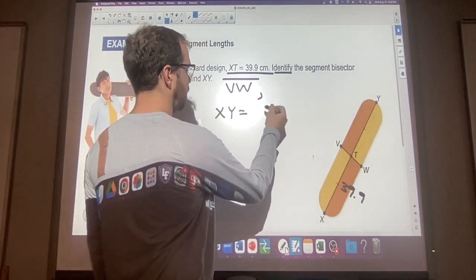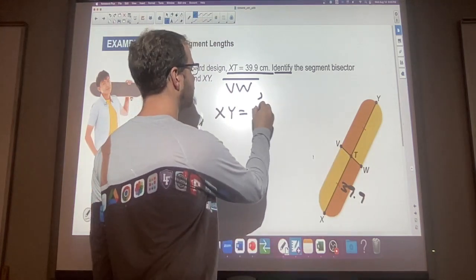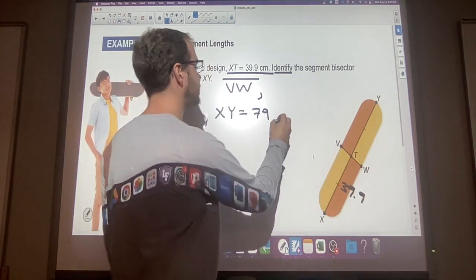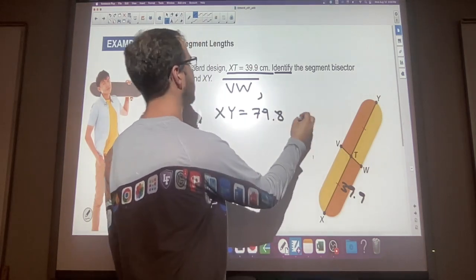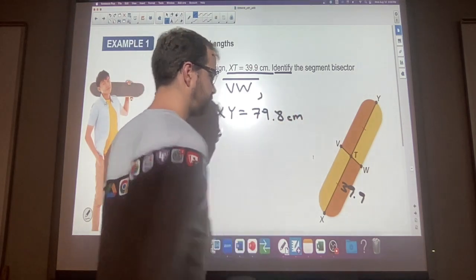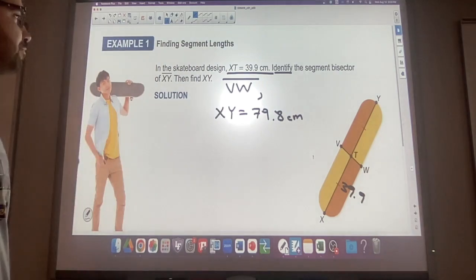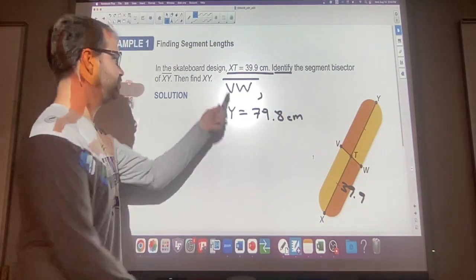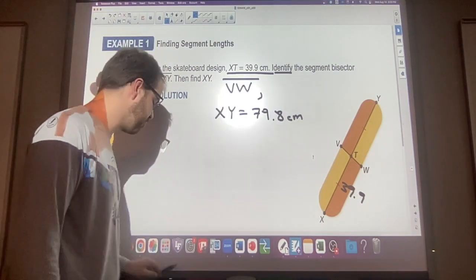equals, and what would that be? 79.8? Is that right? Yeah, okay. 79.8 centimeters. Okay, so those are pretty straightforward. You just have to know what a midpoint is, and identify means just name the shape. It's segment VW.